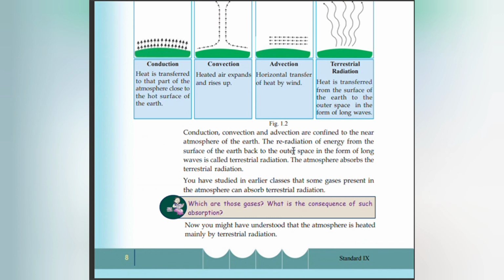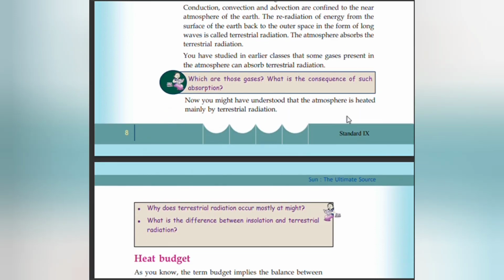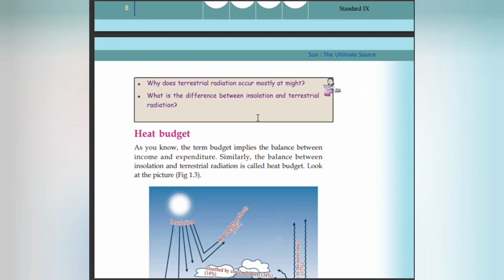The re-radiation of energy from the surface of the Earth back to the outer space in the form of long waves is called terrestrial radiation. Atmosphere absorbs the terrestrial radiation. We have studied in earlier classes that some gases present in the atmosphere can absorb terrestrial radiation. Now you might have understood that the atmosphere is heated mainly by terrestrial radiation.